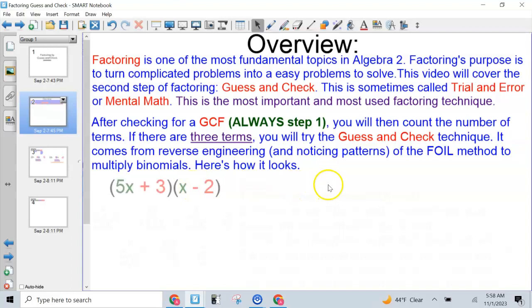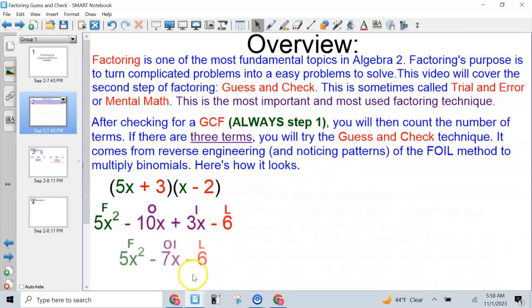If I gave you this problem, 5x plus 3 times x minus 2, you would FOIL first, outside, inside, last to get the 4 terms. Then you combine the O and I to get the middle term. Notice that the F stayed the same the whole way. This F is 5x squared, and it came from this green thing, 5x times x. And this L stayed the same the whole time. It came from multiplying these red things, the last terms, 3 times 2.